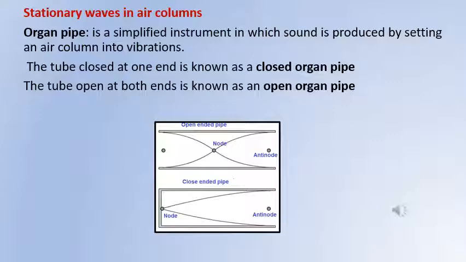pipes. The organ pipe can be closed at one end, which is known as a closed organ pipe, and it can be open at both the ends, which is known as an open organ pipe. In a closed organ pipe, the node is formed at the closed end, which is a position of minimum amplitude, and an antinode is produced at the open end. While in an open organ pipe, both the ends are open, so there is an antinode at both the ends, and in the center there is a node.